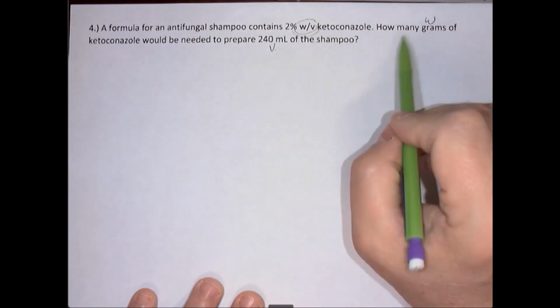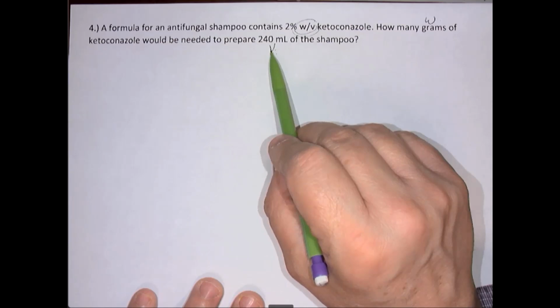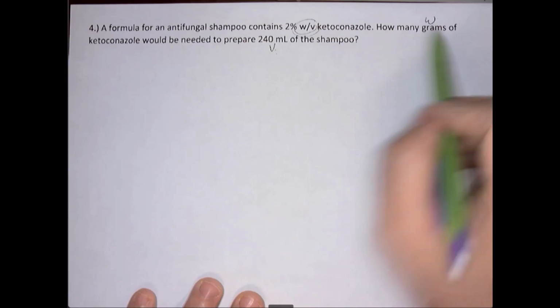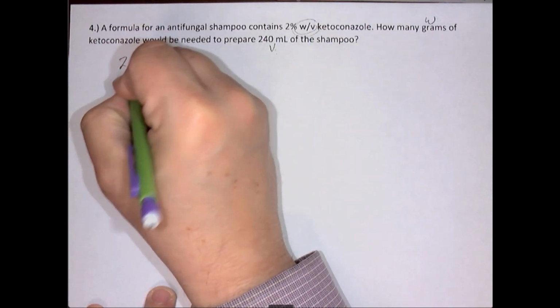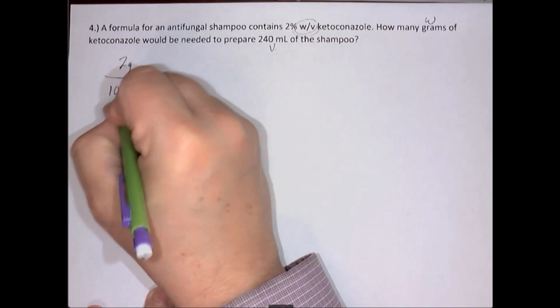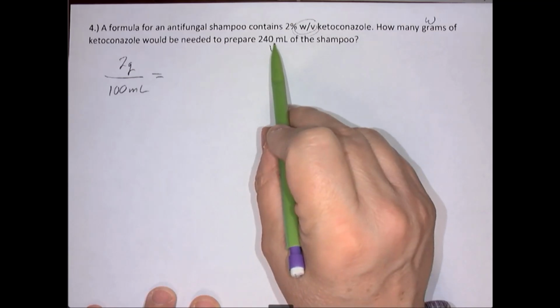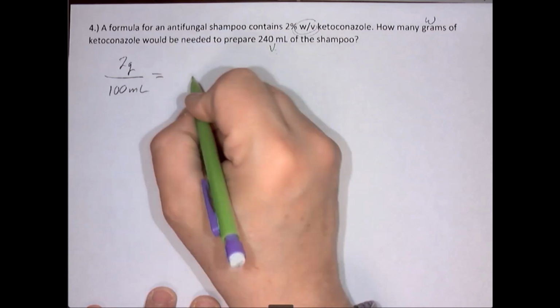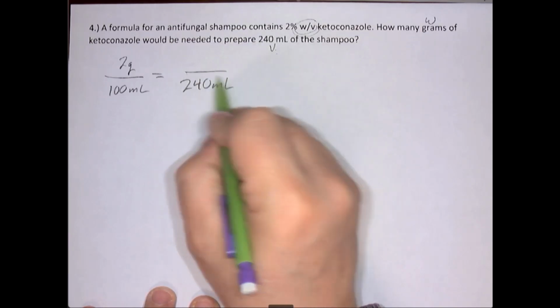They tell us the percent strength right off the bat here, but then it says, well, what if you need to make 250 milliliters of the product here? How many grams of the constituent will be needed? So 2%, we could rewrite that as 2 grams for every 100 milliliters. And they tell us the total product is 240 milliliters. Of course, the total product would be in the denominator.